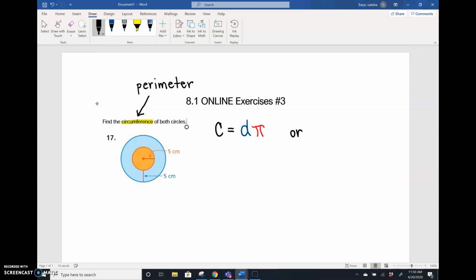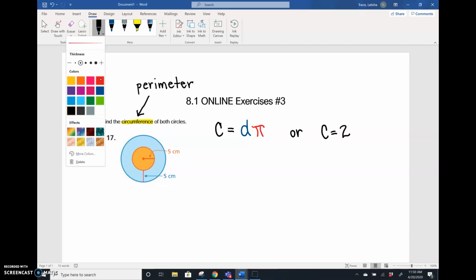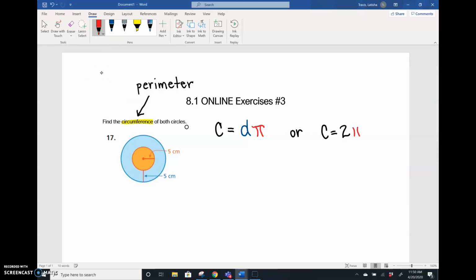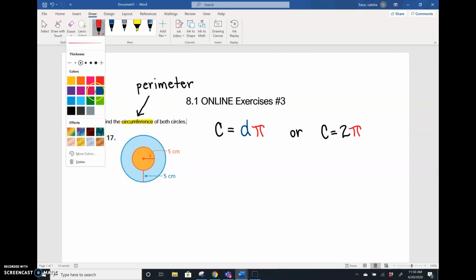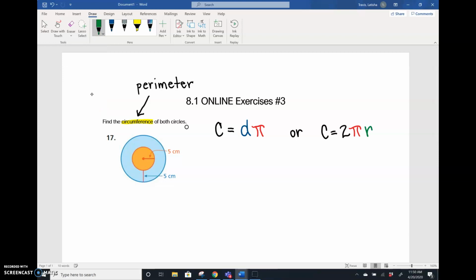The other formula uses the radius. It is C for circumference, capital C, equals 2 times pi times r. Lowercase r in mathematics usually means radius, okay? So you can use the formula that involves the diameter or the formula that involves the radius. You could also find out what the diameter is if given the radius, or find out what the radius is if given the diameter, if you'd like to do that too.